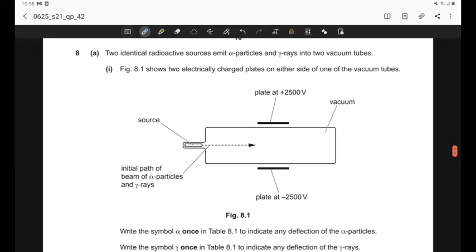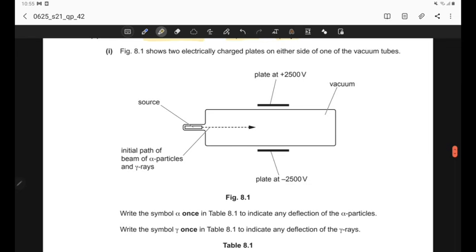Question 8, Part A. Two identical radioactive sources emit alpha particles and gamma rays into two vacuum tubes. Figure 8.1 shows two electrically charged plates on either side of one of the vacuum tubes. Write the symbol alpha once in table 8.1 to indicate any deflection of the alpha particle. Write the symbol gamma once in the table to indicate any deflection of the gamma rays.